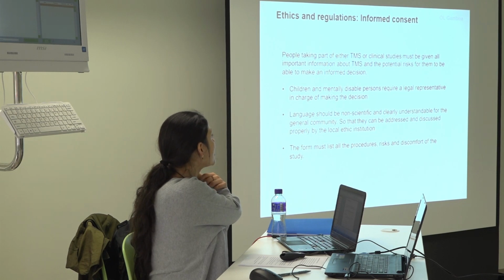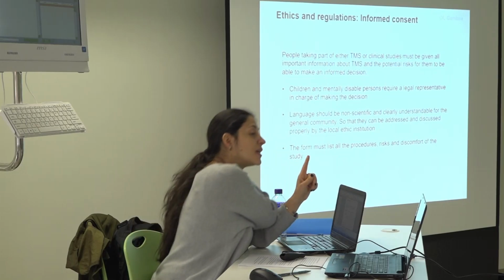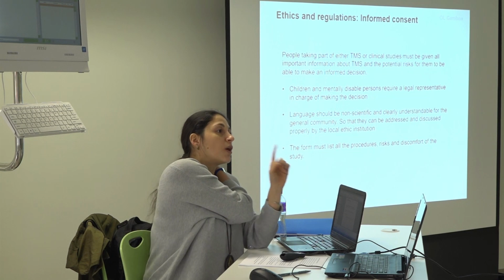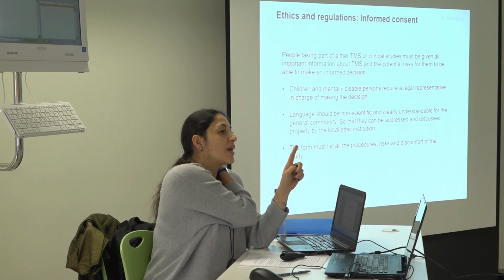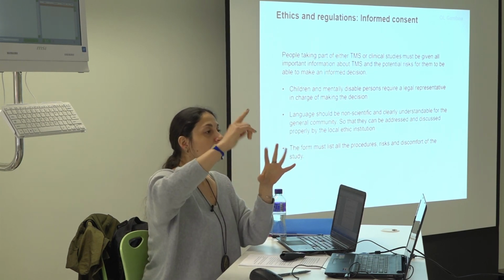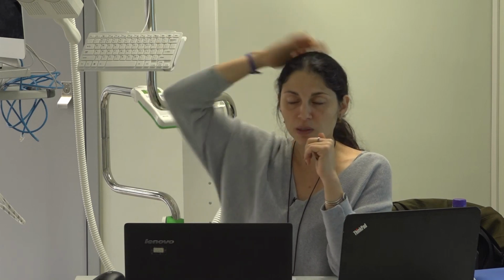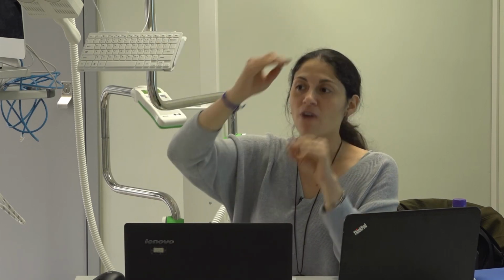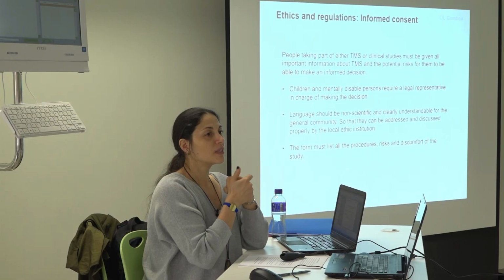Children and mentally disabled persons require a legal representative in charge of making the decision. So when you are working with children or with people that have some conditions, they are not going to sign by themselves. But you need to know, when you are working with children, you have the consent form. The consent form, as we did it in Germany, was the father, the mother, and the kid. The three of them need to sign. It's kind of cool, right?